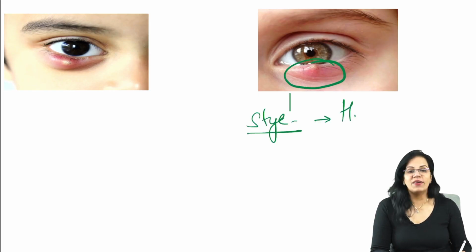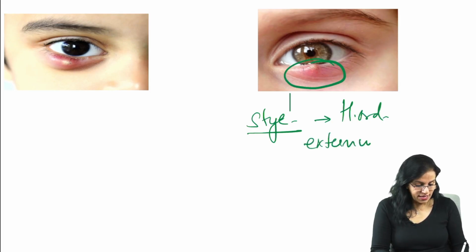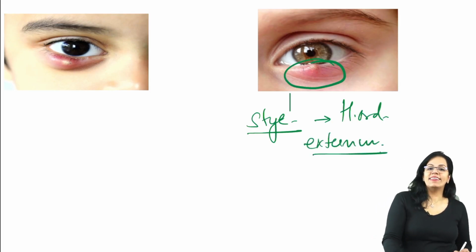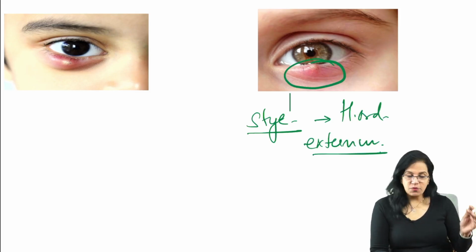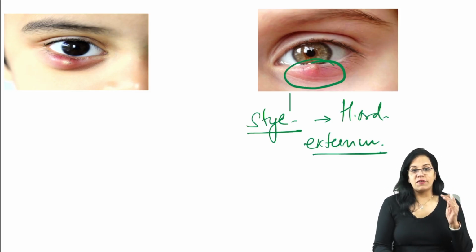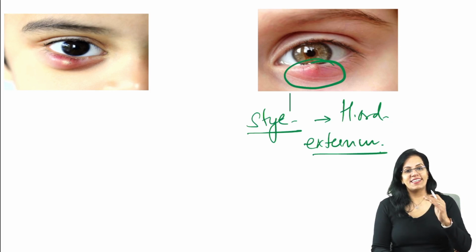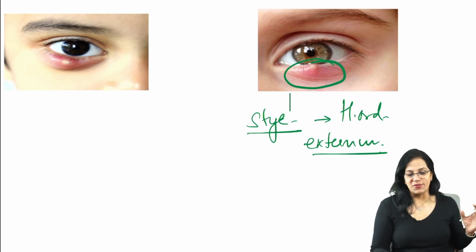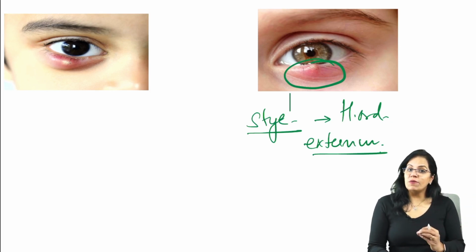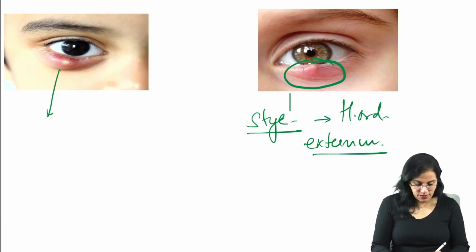Hordeolum is swelling. So hordeolum externum means it is in the outer lid margin. Right? Okay, and of course another important. So it's a staphylococcal infection of hair follicle, gland of Zeis, gland of Moll. This is what they've asked. Coming to acute inflammation of meibomian gland, this becomes hordeolum internum.